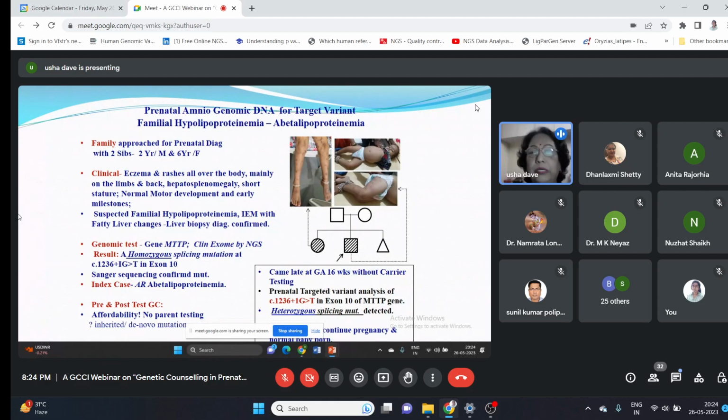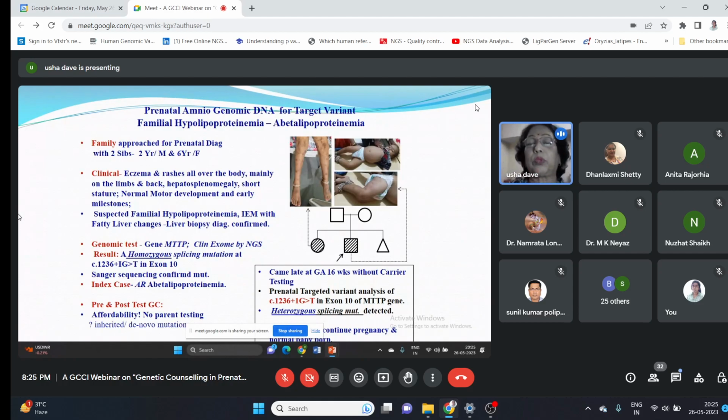And then when we found it, the gene was also MTTP. What we did here is, in one of the index cases, to make it cost effective, we said this is the only possibility, though we do not know whether it is the exact thing. But then she came again pregnant, we did the amnio specific mutation test, which was heterozygous.